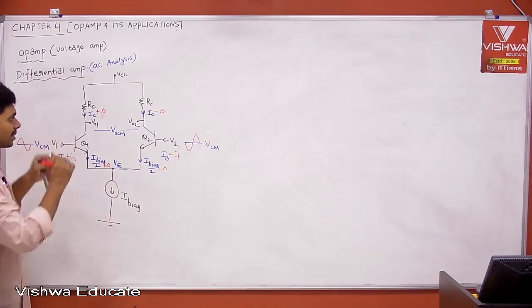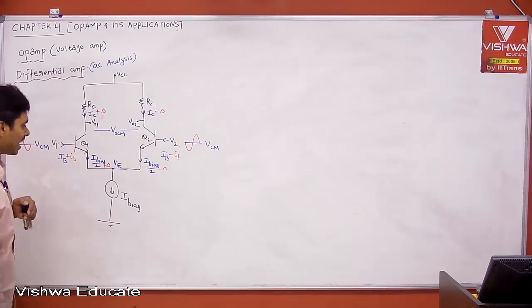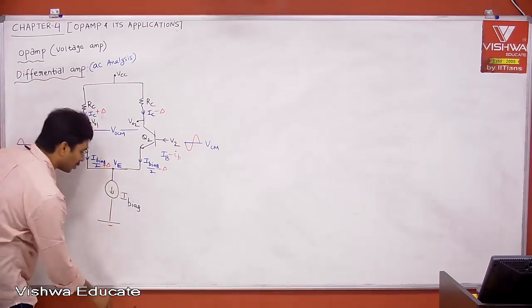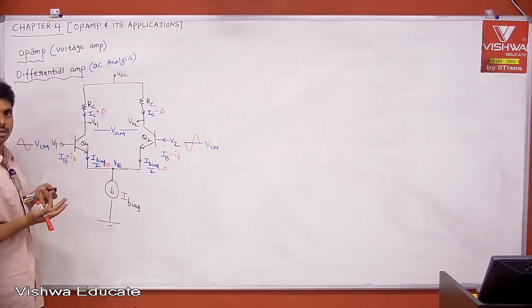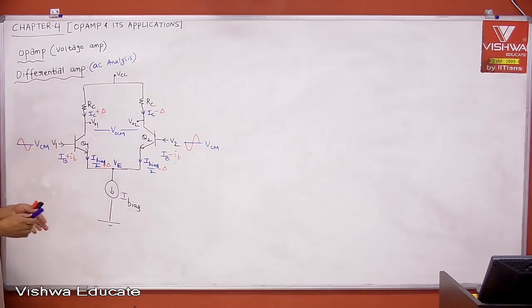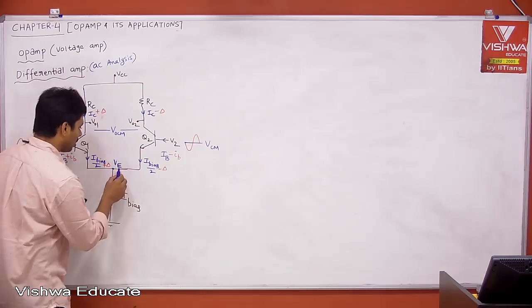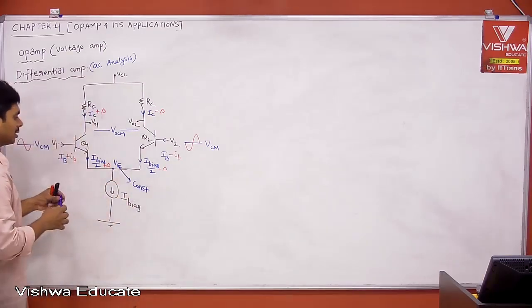Therefore, it is accepting, as long as the total current flowing through I bias is I bias. It is accepting. There is no change. Why is there no change? Your emitter voltage is constant. Why is the emitter voltage constant?